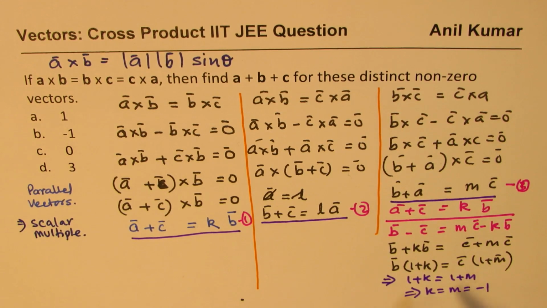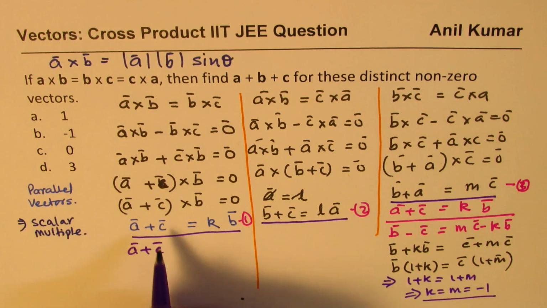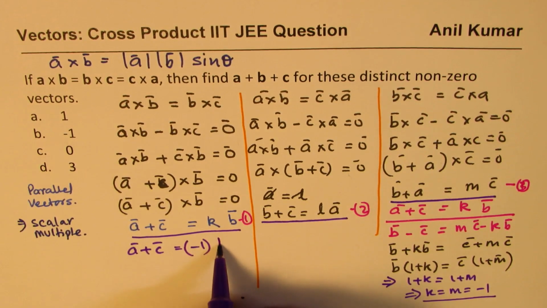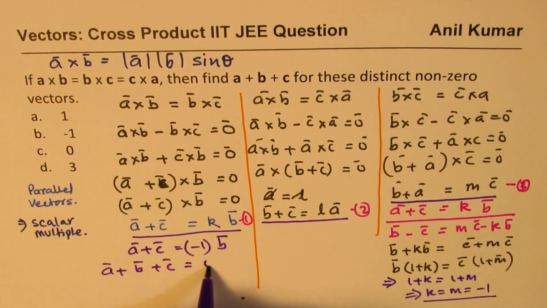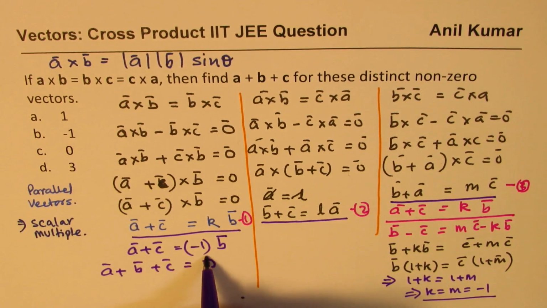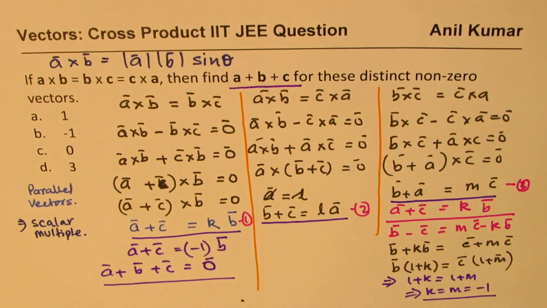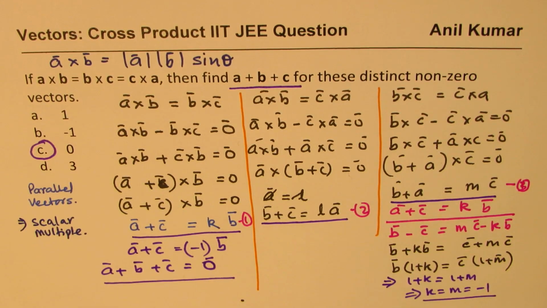Now, if I use K as minus 1 in my first expression, which is A plus C, a combination of these two vectors, is minus 1 times vector B, then bringing it together, I get vector A plus vector B plus vector C equal to 0, the 0 vector, of course. So that gives me the result of what A plus B plus C should be. So the answer here is C. You get the idea, right? So that is how we could actually prove that the result is 0.